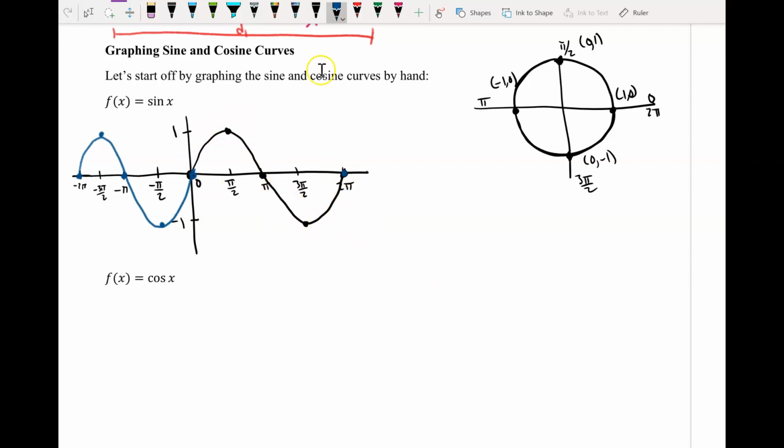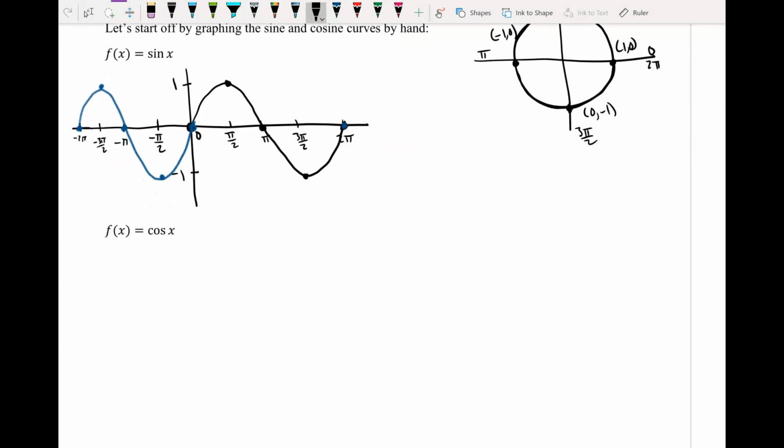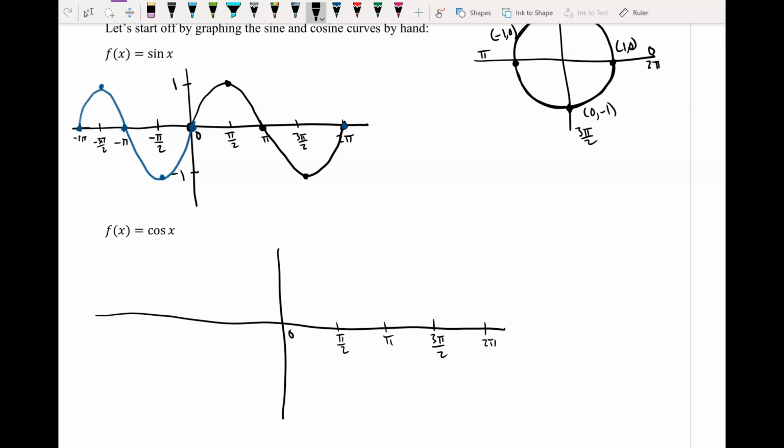Okay. Now let's look at the cosine curve. The cosine curve looks very similar to it. The only thing that's different, I'm going to still write the same thing, pi over 2. I'll write it this way now: 0, pi over 2, pi, 3 pi over 2, 2 pi. I'm going to do the same thing on the other side: negative pi over 2, negative pi, negative 3 pi over 2, and then negative 2 pi.